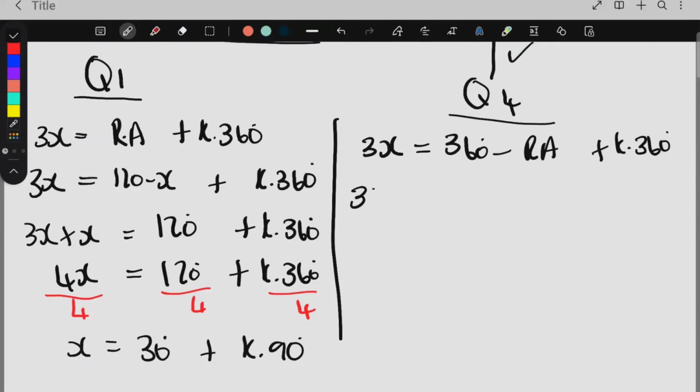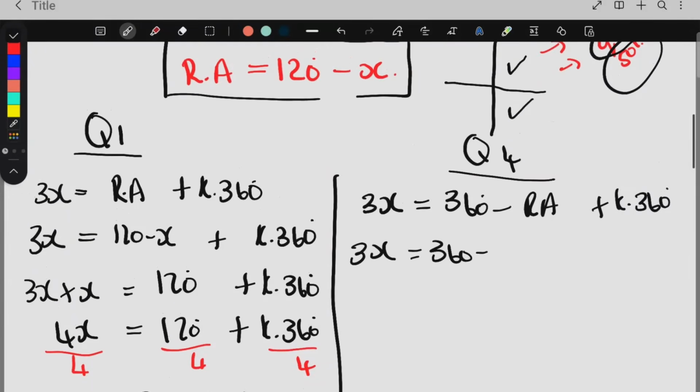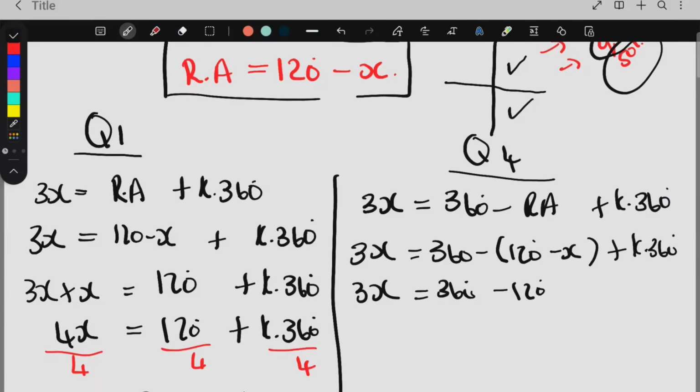In quadrant 4, I'm going to write 3x is equal to 360 minus. Now I'm going to put the reference angle in brackets. Eh? So 120 minus x, plus k360. Now I'm going to remove the brackets. Then I'm going to take this x over.